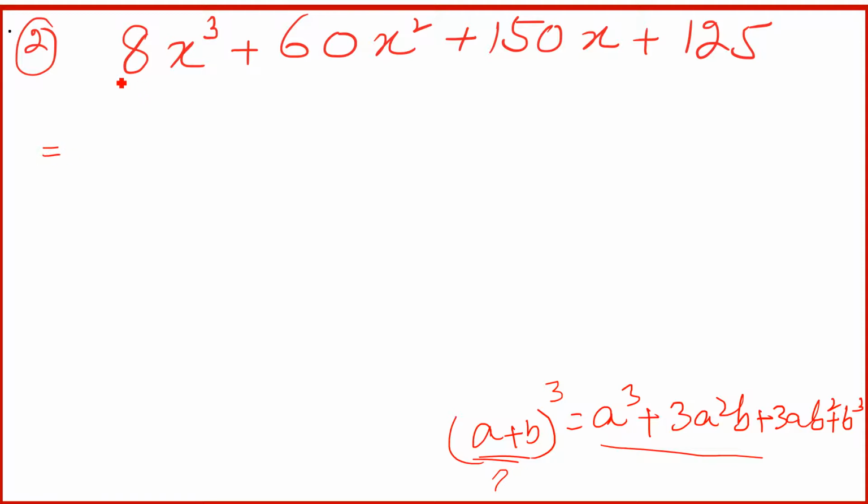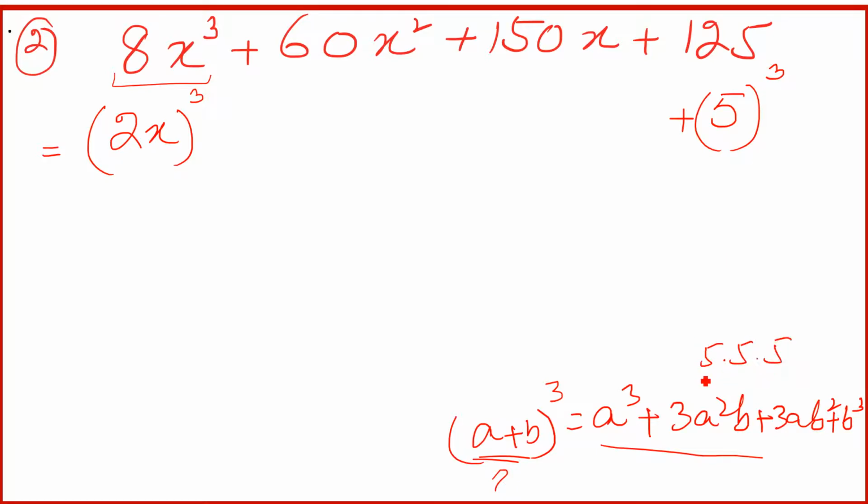Make the cube of the first term, right? When you see cube, so (2x) whole cube, if we write down 2 three times, 2 multiplied by 2 multiplied by 2, we will get 8, 8x cube. What is the cube of 125? 5 x cube. If we write down 5 multiplied by 5 multiplied by 5, you will get 125. Make the cube of the first term, make the cube of the last term.